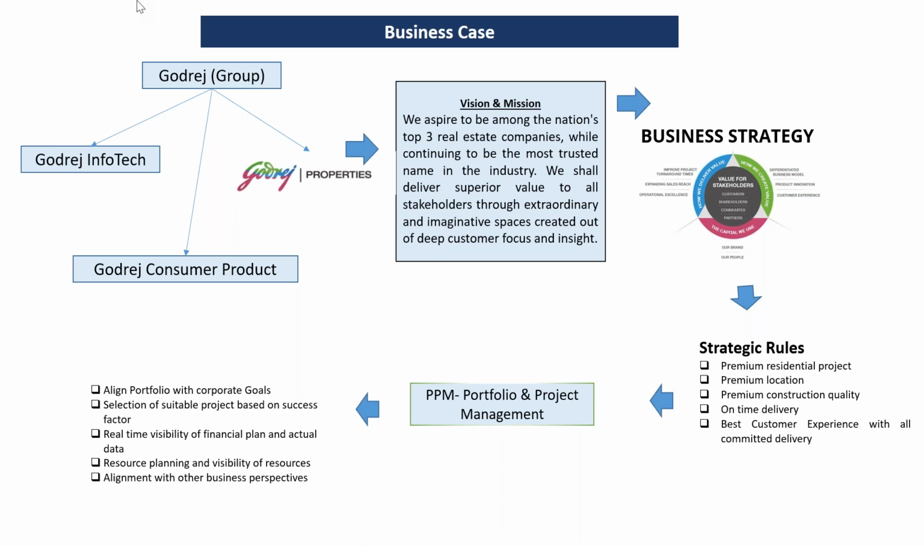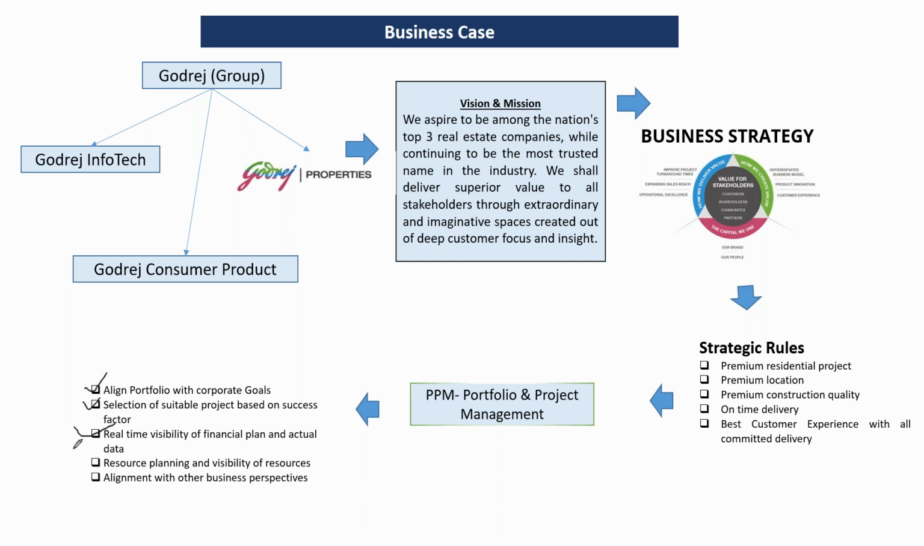So if you are analyzing multiple projects, wherever we get the higher success factor, it means this project is more suitable for us, this proposal is more suitable for us. Real-time visibility of financial plan and actual data: in the system you can plan the values, and you will get actual data from the integrated account assignment object.